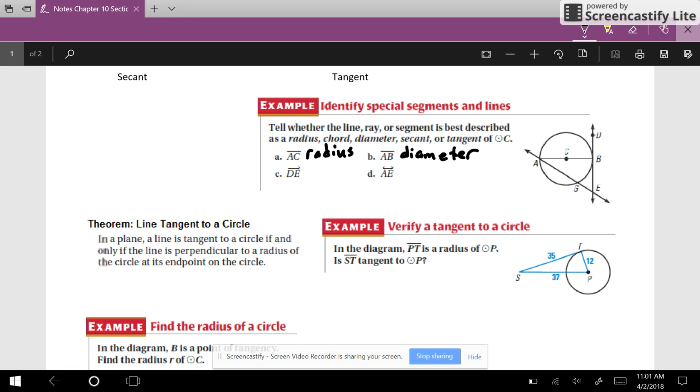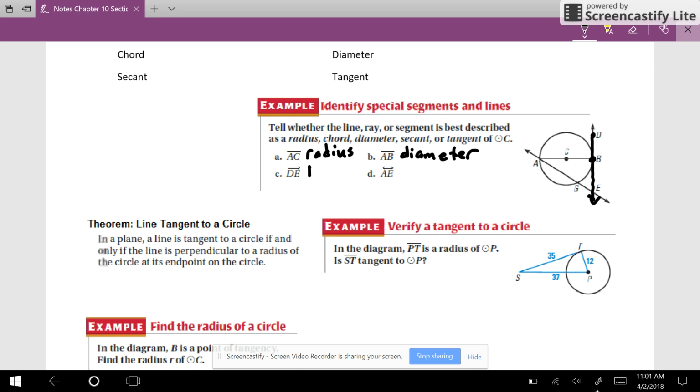The next one starts at D, passes through E, and keeps going. You'll notice it stays outside of the circle, but it does touch the circle in one place. It touches it at B. That makes it a tangent. A tangent doesn't have to be a line. It can be a line, it can be a ray, it can be a segment, but it touches the circle in one place, but otherwise would always stay outside of the circle.